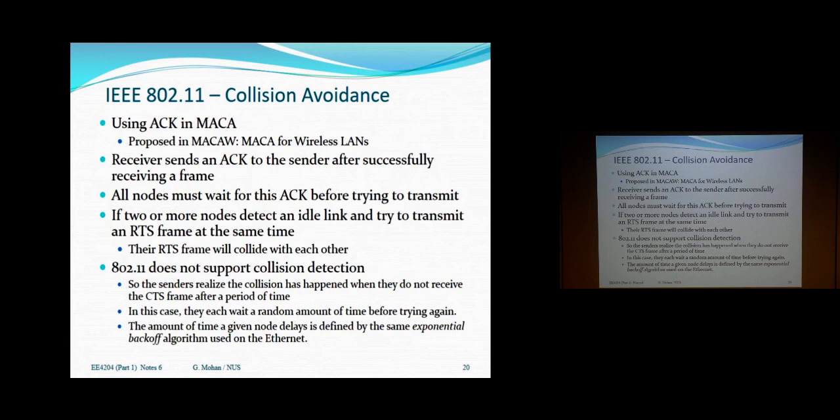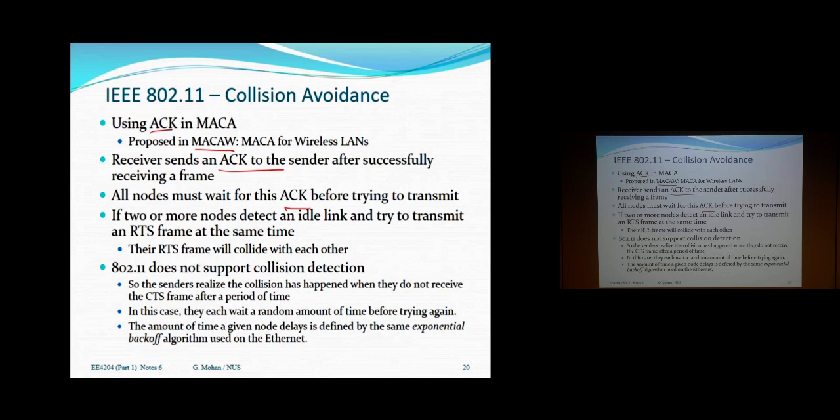There is another variant of MACA which we call MACAW, that is multiple access collision avoidance for wireless LAN, which includes an acknowledgement. The receiver sends an acknowledgement to the sender after receiving the data frame. So first the sender sends RTS, the receiver sends CTS, then the sender sends a data frame, and the receiver sends an acknowledgement. This is also helpful: all the nodes that saw a transmission going on will wait for the acknowledgement, and once the receiver has acknowledged the frame, they decide to send their own RTS frames.